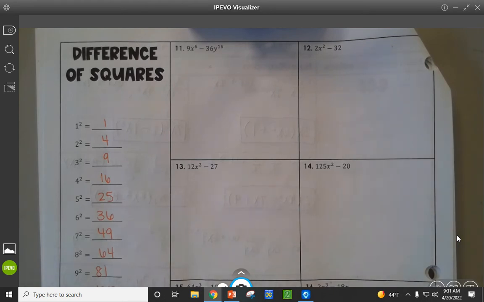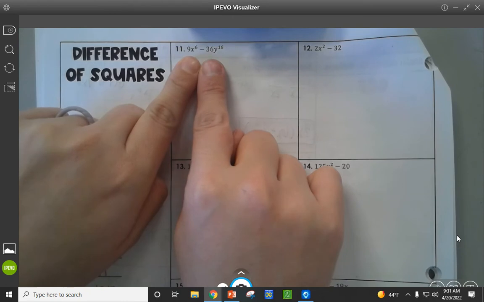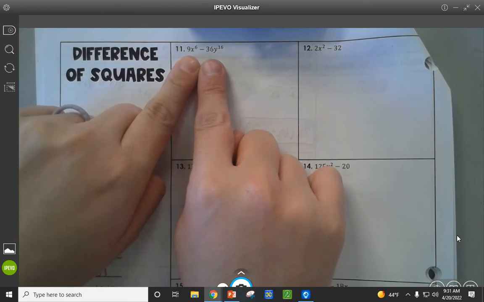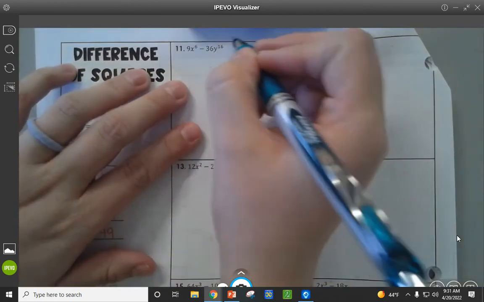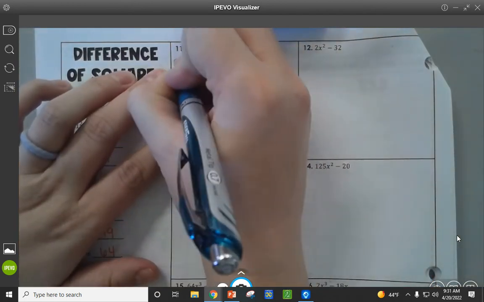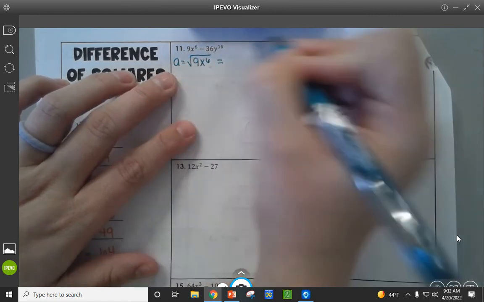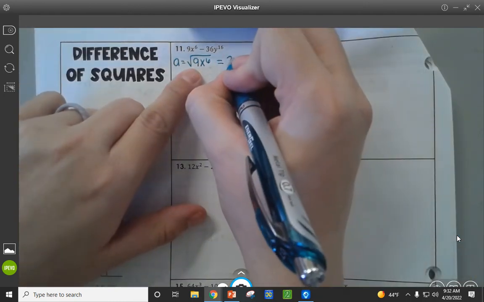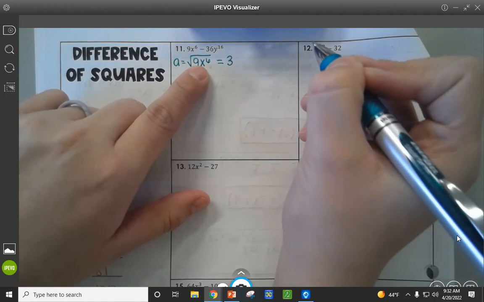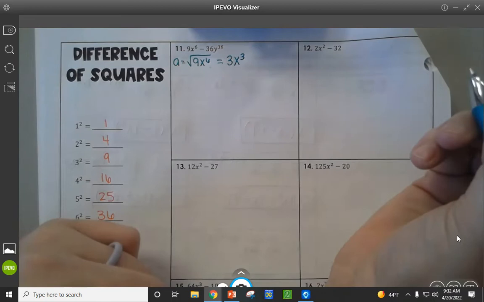All right, number 11, do we have a difference? Yes. Is everything in here perfect squares? Yeah, got more stuff to look at, but it's all perfect squares. So is this the same as A plus B? Yeah, we're still on that one. So A is the square root of 9x to the 6th. So you just do them both separately. The square root of 9 is 3, and the square root of x to the 6th is x to the 3rd power. So 3x cubed.